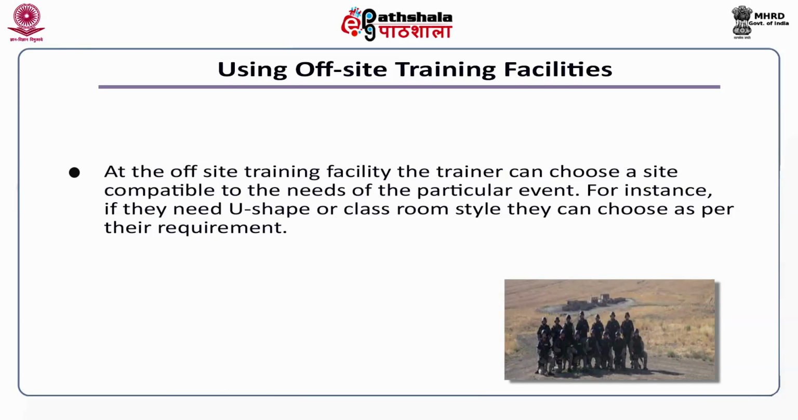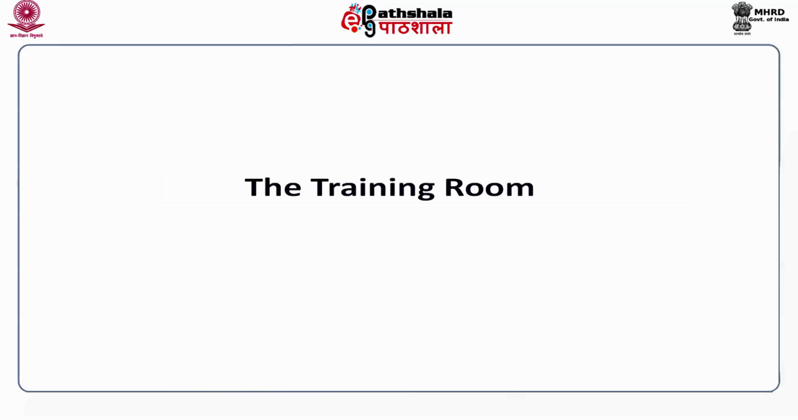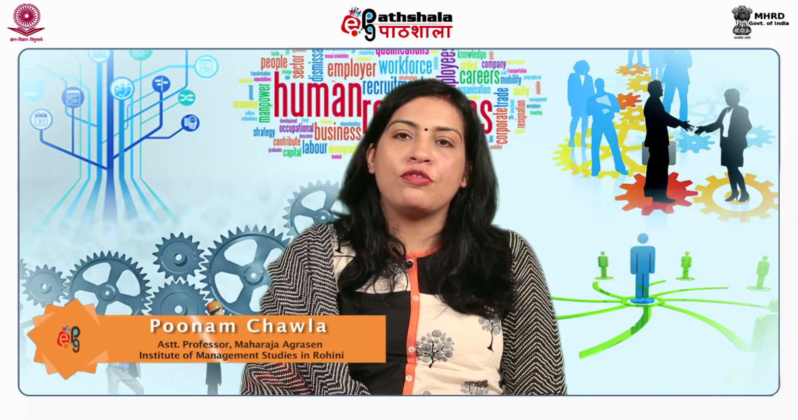At the off-site training facility, the trainer can choose a site compatible to the needs of the particular event. For instance, if they need a U-shaped classroom style, they can choose it as per their requirement. The training room. An on-site facility or an off-site facility, whichever is chosen, the training room should be learner-friendly. The discussion here entails the various types of rooms which are ideal for most types of training.